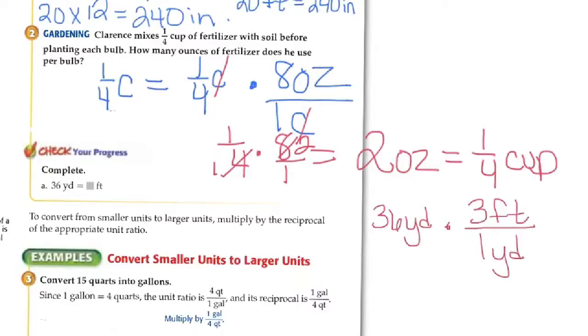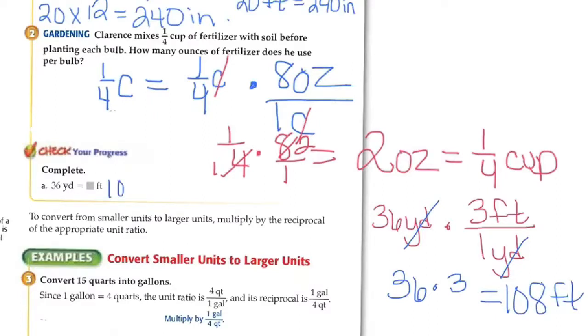So we would cross out our yards because those are our common unit, and then we would multiply 36 times 3, which equals 108 feet. 108 feet in 36 yards. That's pretty easy, right? That's when we convert larger units to smaller. So our answer should always be larger because there's more of them.